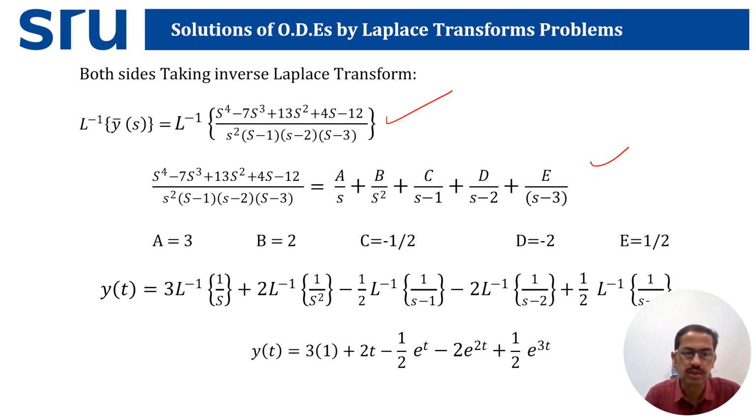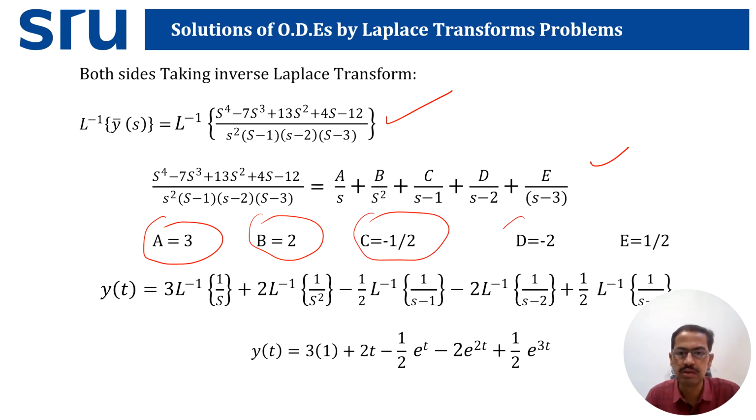Is it right? So now simplifying and calculating, the value of a is 3. After calculation, b value is 2, c value is minus 1 by 2, d value is minus 2, e value is 1 by 2. Then we directly substitute the a, b, c values here.